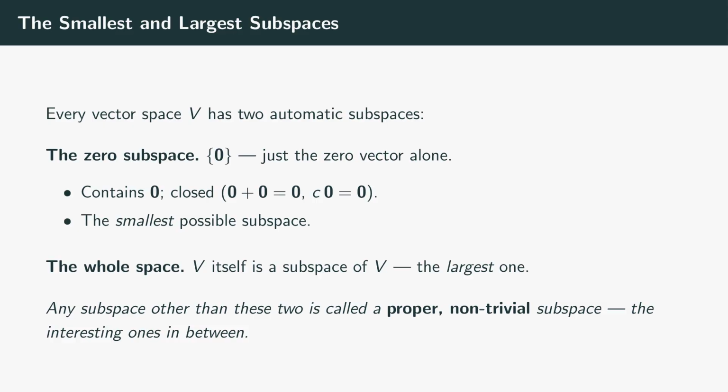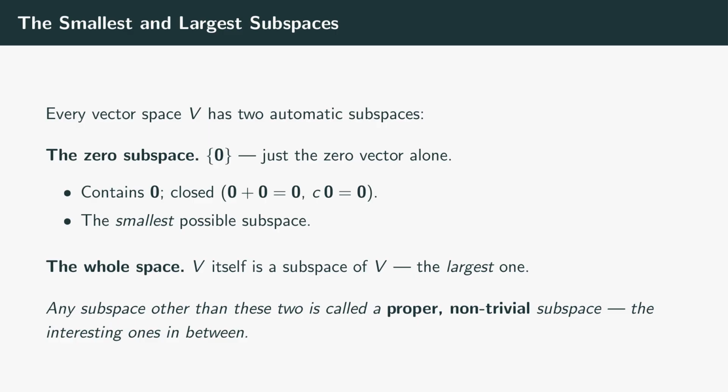2 subspaces come built into every vector space, free of charge. The first is the smallest possible, the set containing nothing but the 0 vector. Check it: it contains 0, adding 0 to 0 stays 0, and scaling 0 stays 0, so it passes the test. It is called the 0 subspace, or the trivial subspace, and it is the tiniest subspace there is.